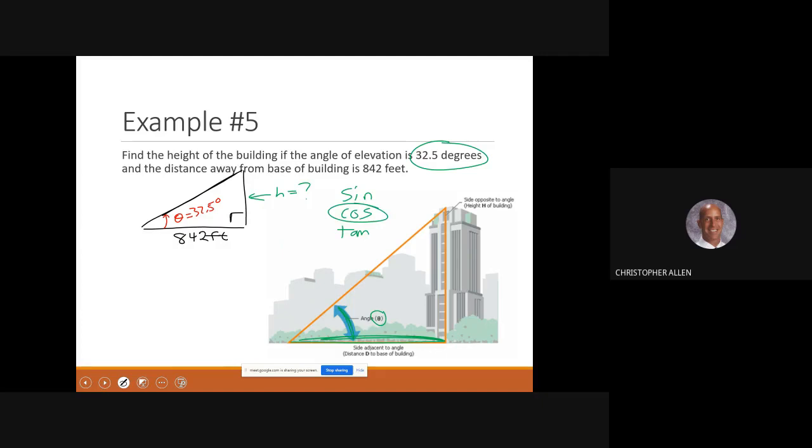All right, so let's see here. Remember, we're talking about SOH CAH TOA, right? So cosine means we want to know adjacent and hypotenuse. Well, we know adjacent, that's for sure. Do we know the hypotenuse? We do not. Do we want to know the hypotenuse? We do not. So cosine is not going to be what we want to use here.